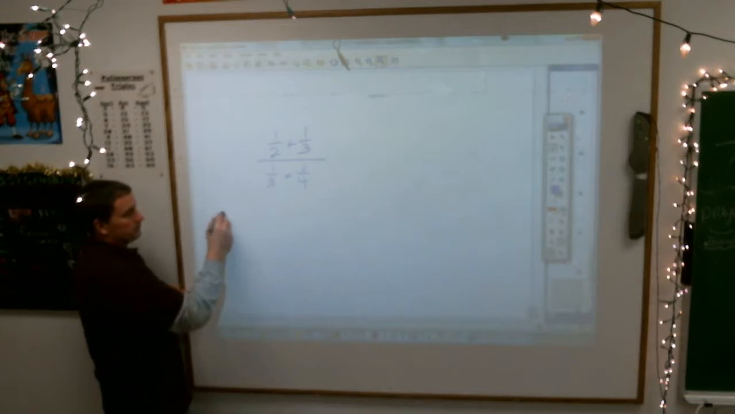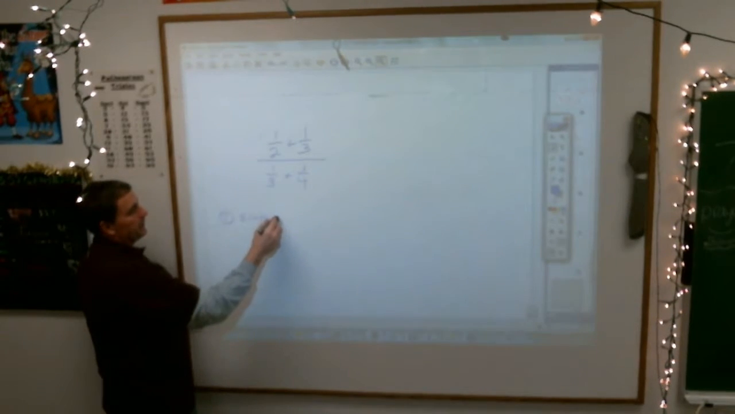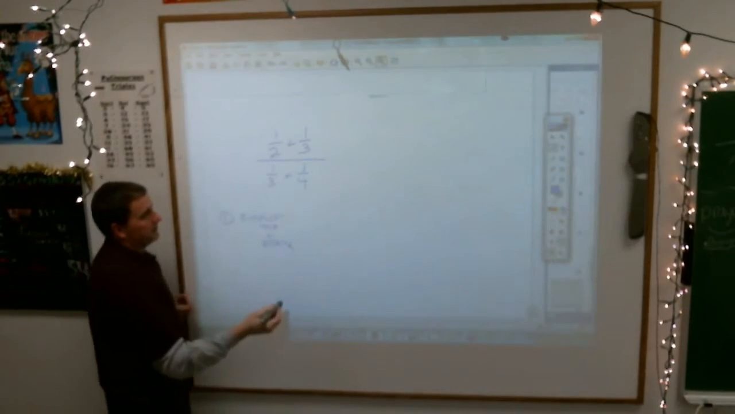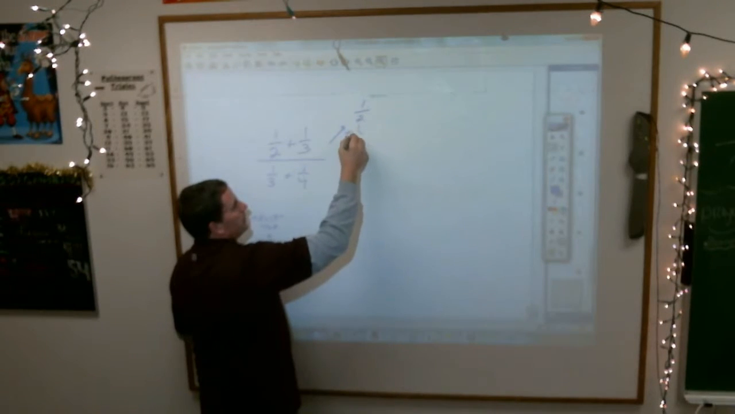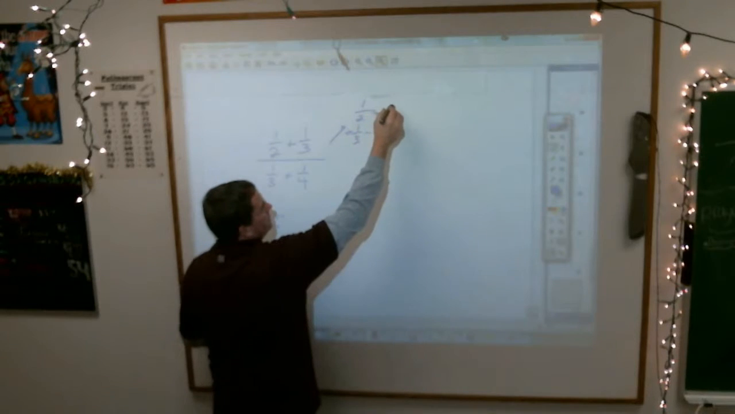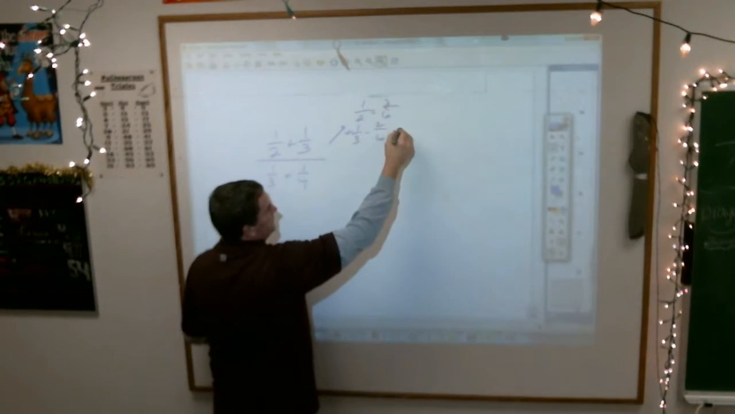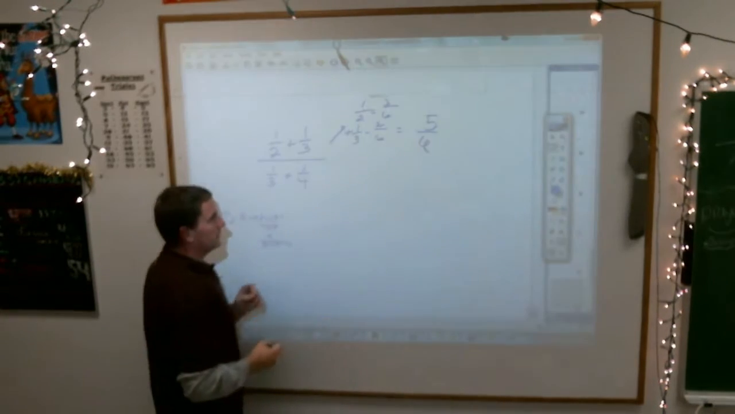Again, step number 1, you need to simplify the top and the bottom. Simplify tops and bottoms, which just means you add the top together. This top is going to be 1/2 plus 1/3, which is not 1/6, but 2/6 plus 3/6. It's 5/6.